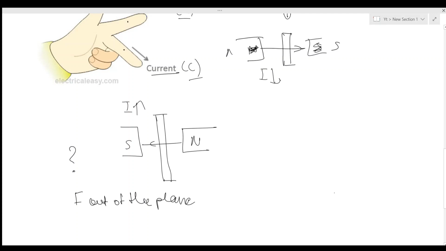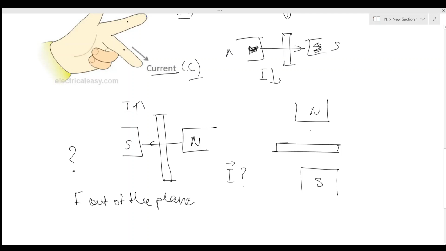In a similar situation, let's take, this is a current carrying wire, okay? And these are two poles, so south and north. And you're being told that the force is exerted into the plane of the paper. So your thumb should be pointing inwards. I shouldn't have said that, but take that as a hint. So what would be the direction of the current?